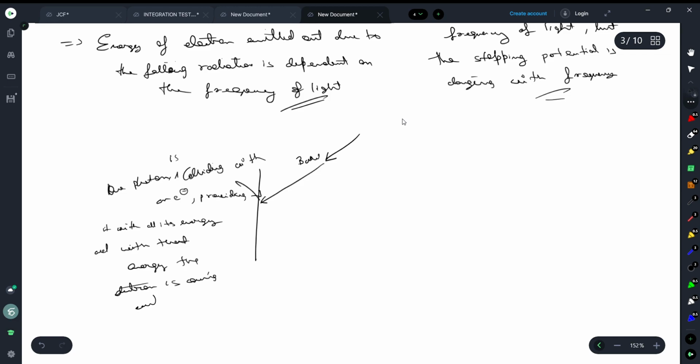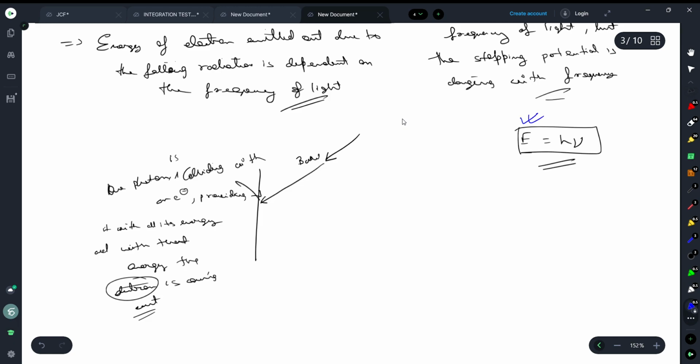This is the reason why the energy of the electron does not depend on the intensity of the light source, but rather on its frequency. Is it clear? Got it? The reason behind that is what we have already studied in Planck's quantum theory: the energy of a photon is h nu. So this theory is being verified here, because with a change in frequency the energy is changing.